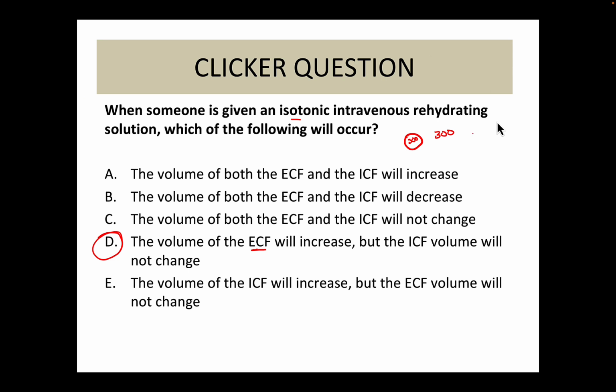Even though I add more fluid here, we're not going to be putting more fluid into our cell. The only thing that would cause more fluid to go into our cell is if we change the osmolarity. So ECF will increase, so we'll get more fluid here, but the ICF volume will not change.